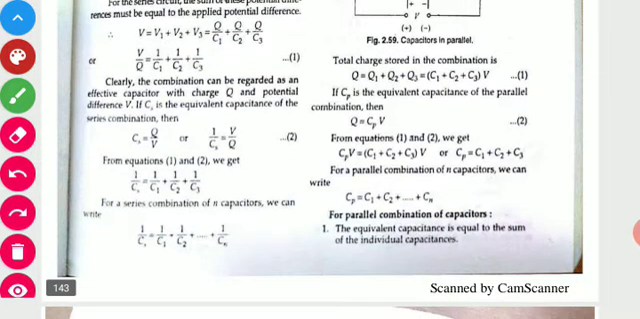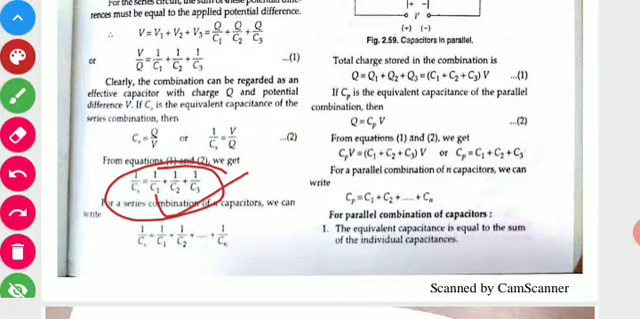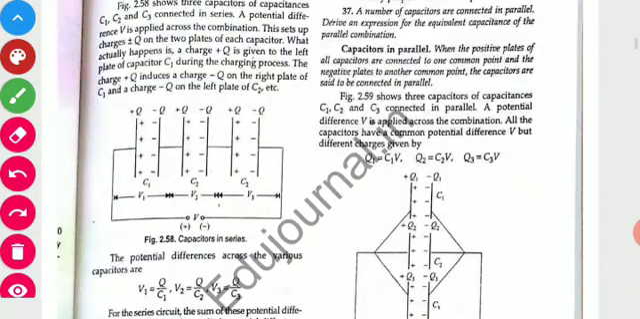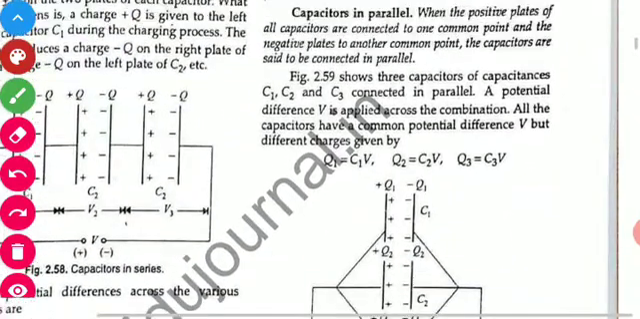So, students, now our equivalent capacitance will be given by 1 by C equals 1 by C1 plus 1 by C2 plus 1 by C3. So when the capacitors are joined in series, we have this formula to calculate the equivalent capacitance. Now, we will discuss when the capacitors are joined in parallel.